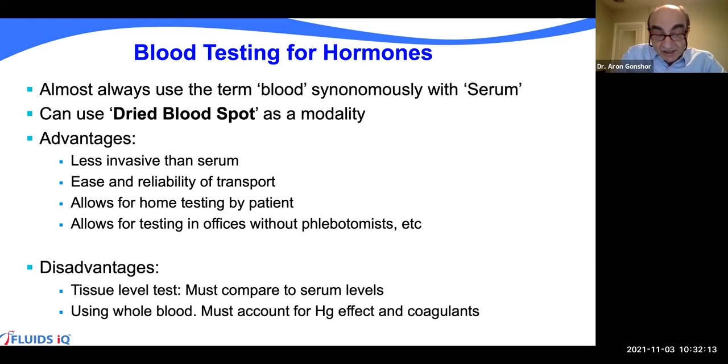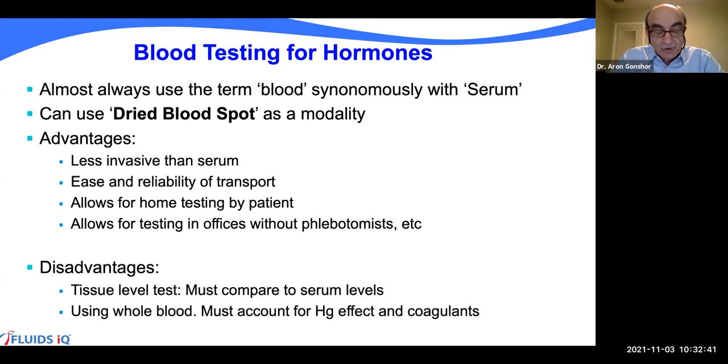The disadvantages of it is that it's a tissue level test. It tests the blood that's in the capillaries, and so you need to be careful when you're originally doing this work in a lab that you can correlate the levels that you're getting from blood in the capillaries, which is what's coming out on the tip of a finger, and how that compares to the levels in serum. And that is not always obvious, so you do need to know that.